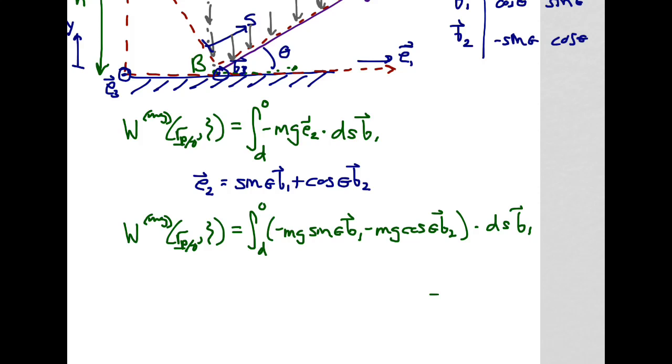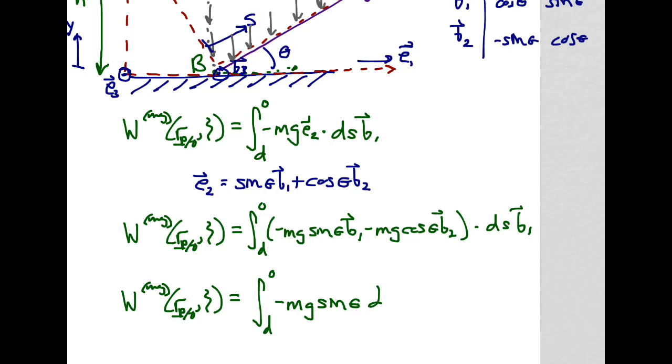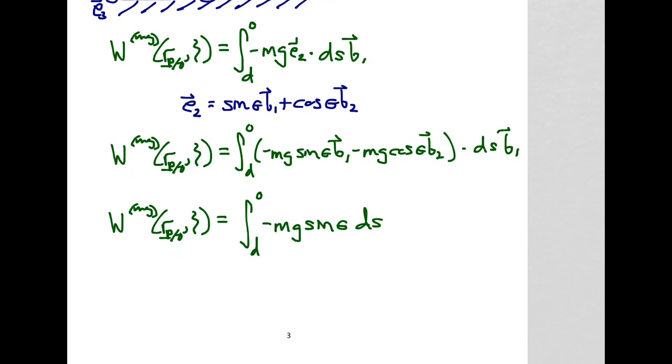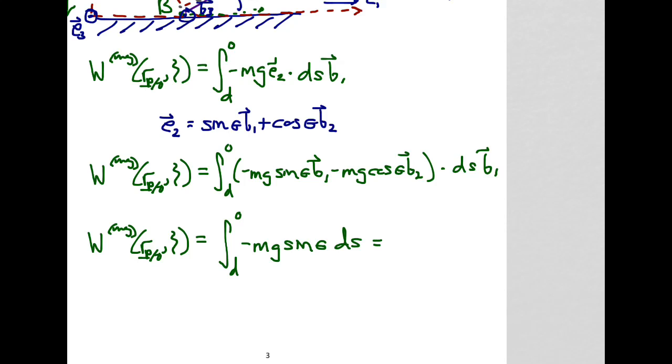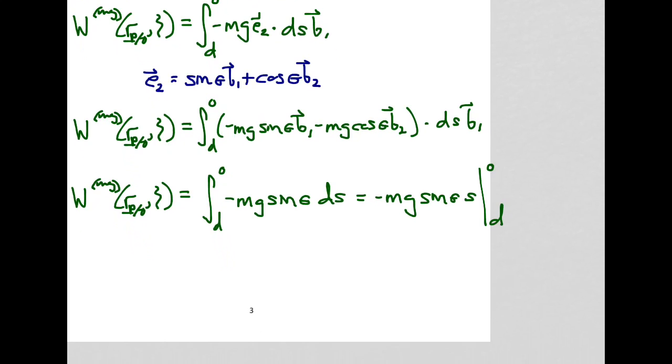And so when we take our dot product, we get the integral from d to 0 of negative mg, and it's only the sine theta term, ds. And let's take our integral, which will get minus mg sine theta s evaluated from d to 0. And then this is equal to mg sine theta d.